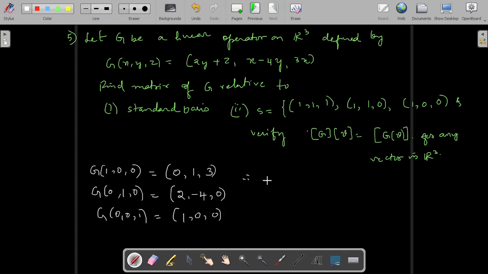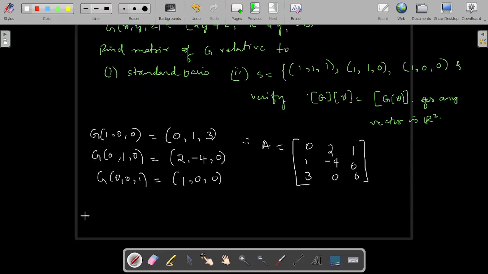Okay, therefore the matrix of this linear operator with respect to the standard basis, I'll name that matrix A, is given by 0 1 3, 2 minus 4 0, 1 0 0. No conversion needed because our usual basis is the standard basis itself. So where the standard basis vectors go after applying the transformation, that you have to find out, and you have to write all those vectors column wise. That you have to remember, not row wise, it is column wise.